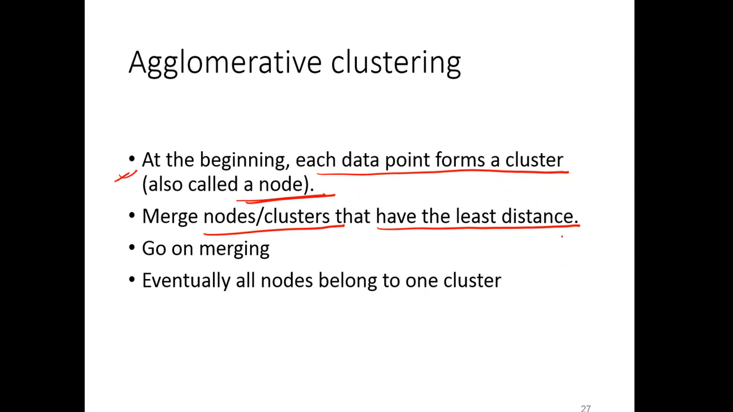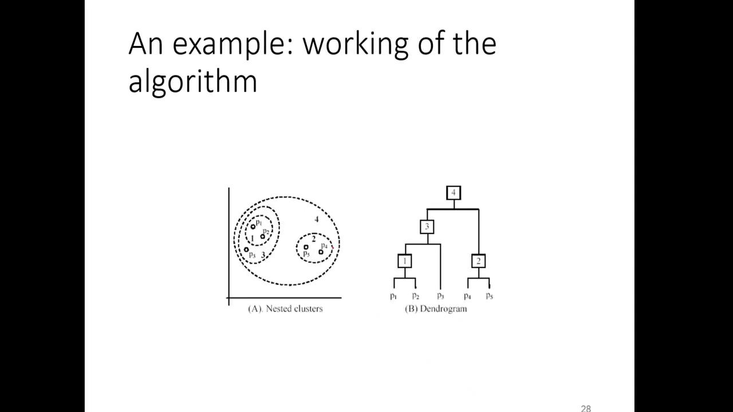Then you decide how many clusters you want, and when you decide that, you can easily find out which observation belongs to which cluster. It's very easy. Just by looking at the dendrogram, it's very clear.